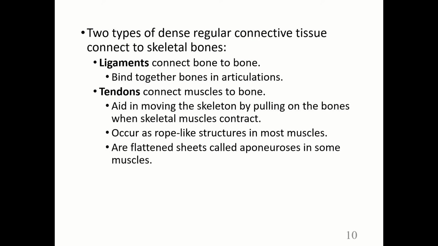Two types of dense regular connective tissue connect to skeletal bones: ligaments and tendons. Ligaments connect bone to bone, and they bind together bones in articulations. Tendons connect muscles to bone, and they aid in moving the skeleton by pulling on the bones when the skeletal muscles contract. Tendons occur as rope-like structures in most muscles. Sometimes they are flattened sheets called aponeuroses.